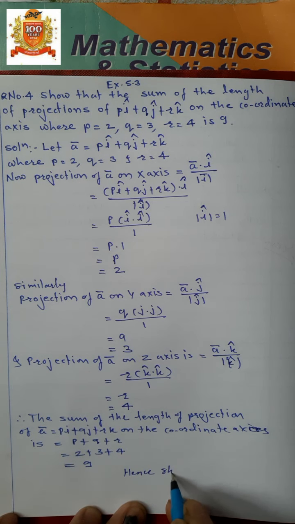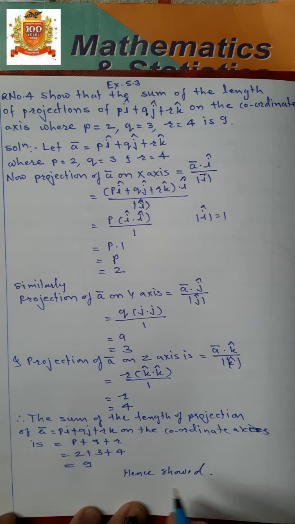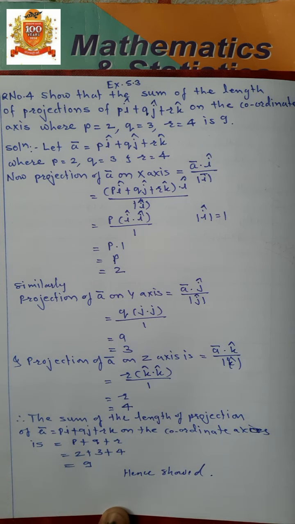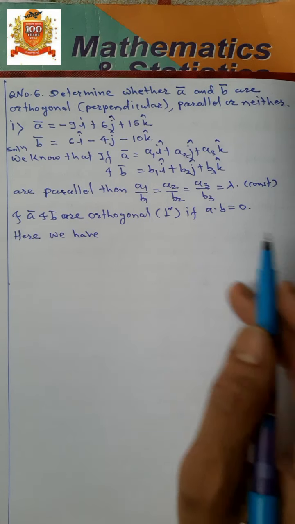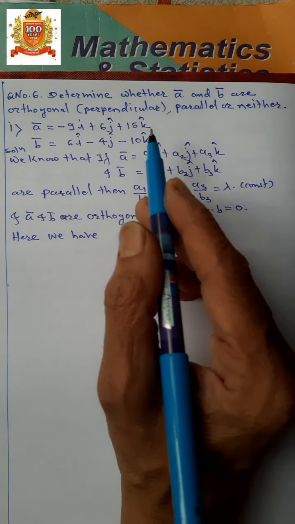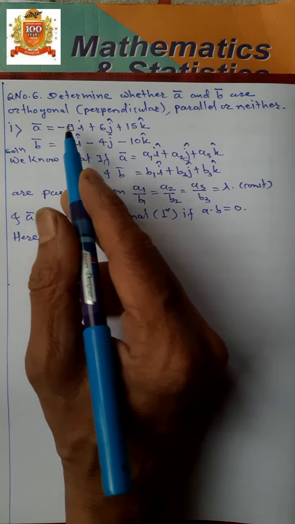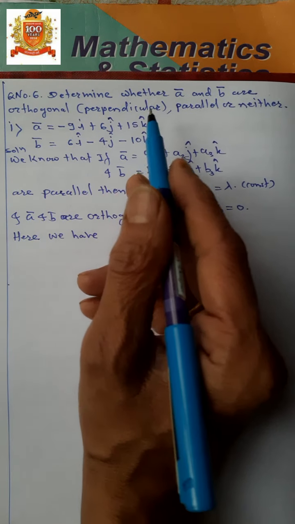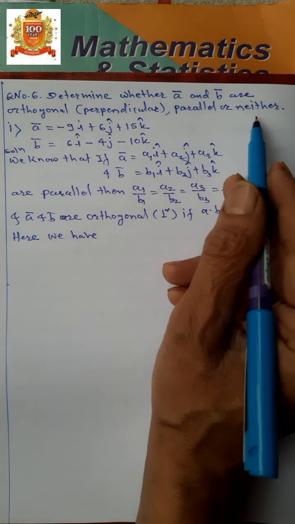Hence showed. In this way we can solve question number 4. Let us see question number 6. Determine whether a bar and b bar are orthogonal, that is perpendicular, or parallel, or neither.